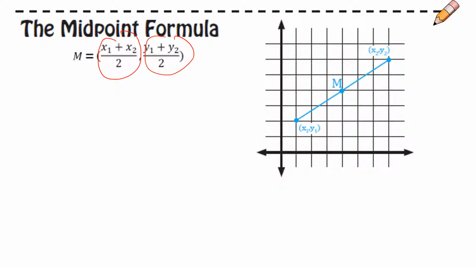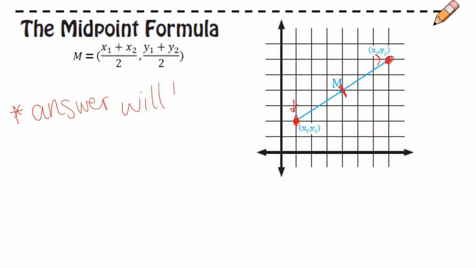If we wanted to find the exact middle between these 2 points, we'd want to find this midpoint. We would have to take the average of our x values on both of these points and the average of our y values on both of these points. So if you want to make a little mental note, our answer will be an ordered pair, because the midpoint is looking for a point.